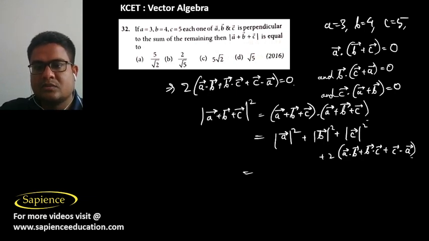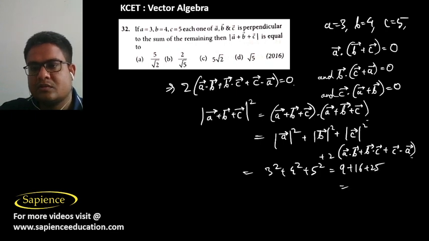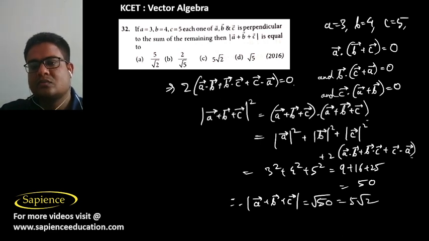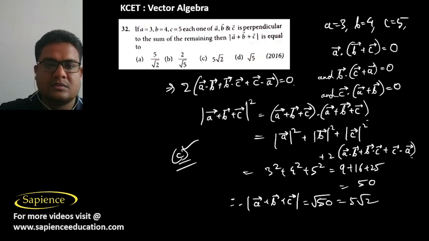So this part is 0, and the result is equal to 3 square plus 4 square plus 5 square. This will be equal to 9 plus 16 plus 25, which is 25 plus 25, that is 50. Therefore, mod of a plus b plus c is the square root of 50, that is 5 root 2. Option C is the correct answer.